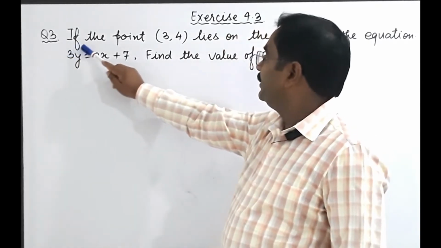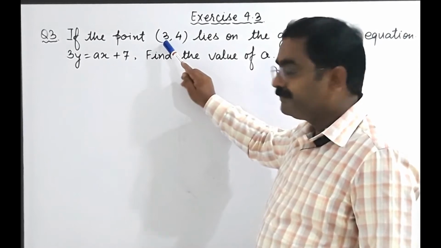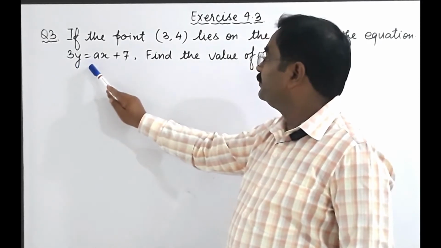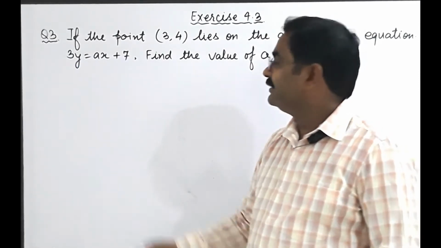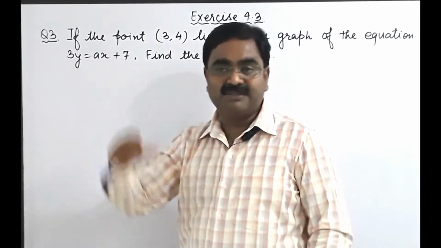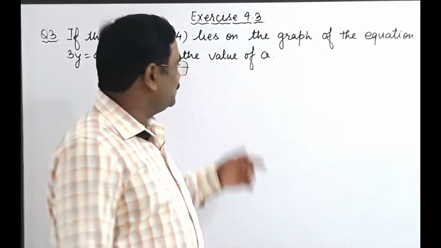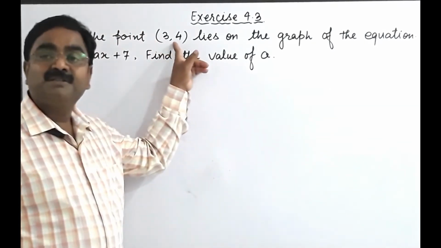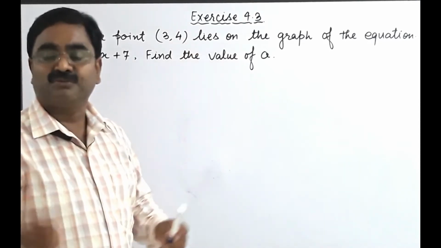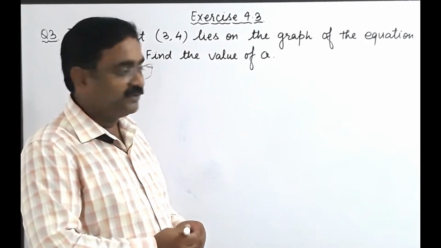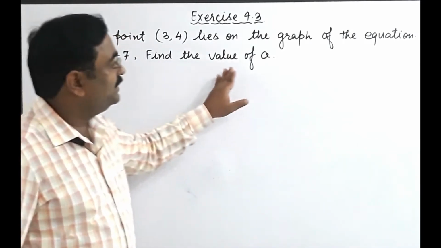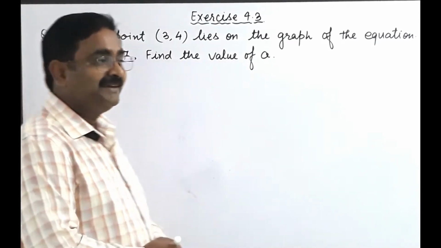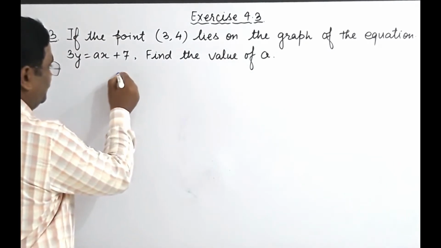In this it is given, if the point (3, 4) lies on the graph of the equation 3y = ax + 7. This is a linear equation in two variables, and of this equation there is a solution. What is (3, 4)? It means x = 3 and y = 4. Then the question is asking, find the value of a. We are going to find the value of a. So let us see the solution of this question.